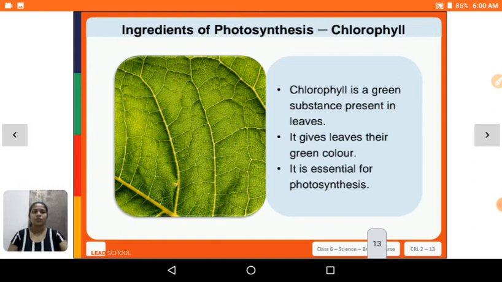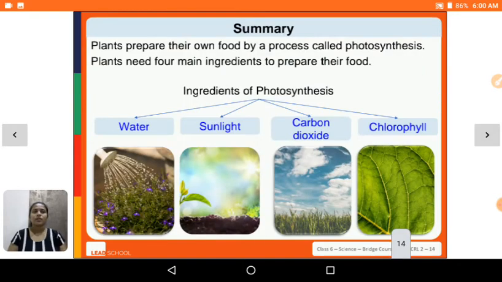So chlorophyll is an essential part for photosynthesis. So plants prepare their own food by a process called photosynthesis. Plants need four main ingredients to prepare their food, which are water, sunlight, carbon dioxide, chlorophyll.